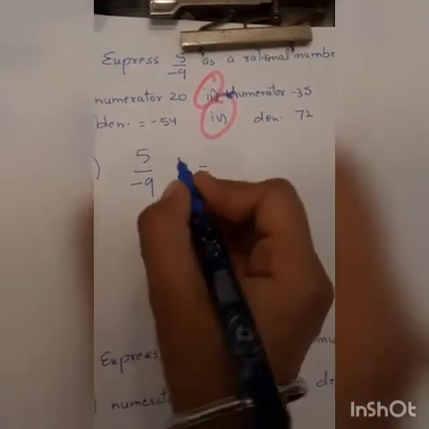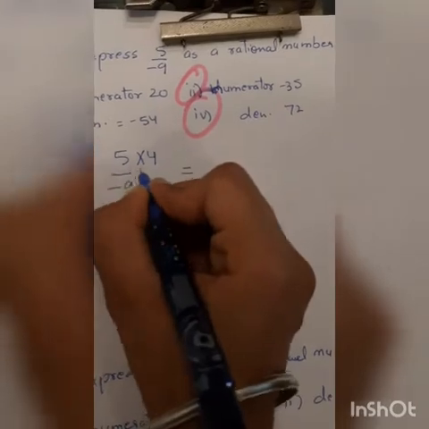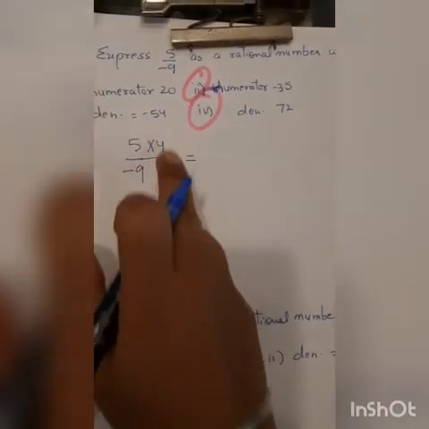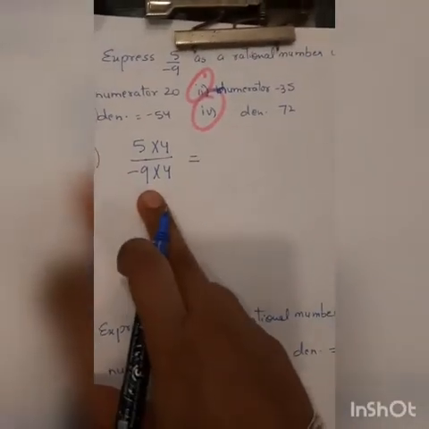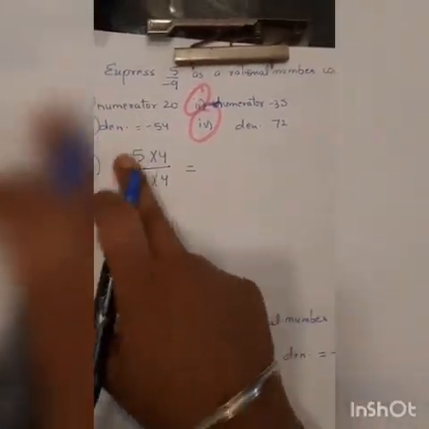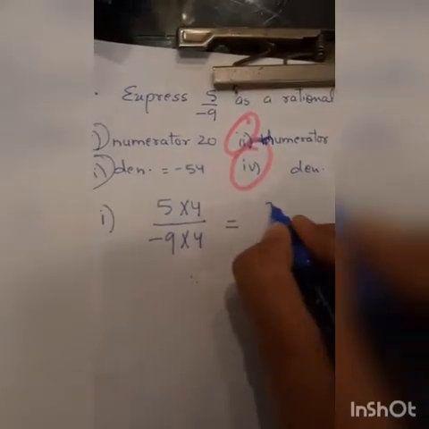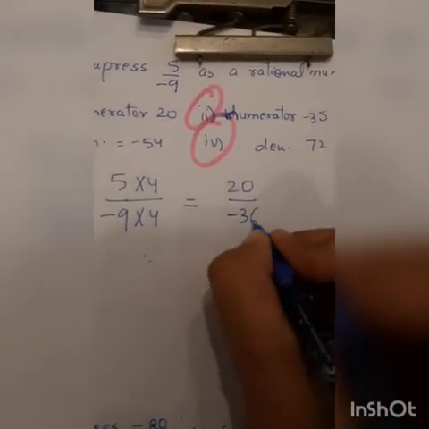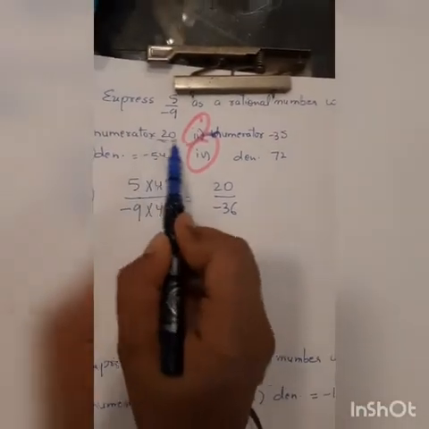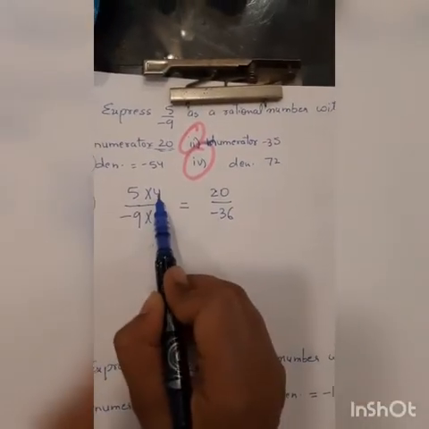We can obtain by multiplying. So I need to multiply it with a 4. If I am multiplying a 4 in the numerator, it means I also have to multiply in the denominator, so that the rational number remains the same, so that it is an equivalent rational number. So I get minus 9 into 4 is minus 36. My condition was I needed a numerator 20, so I have kept in mind this.